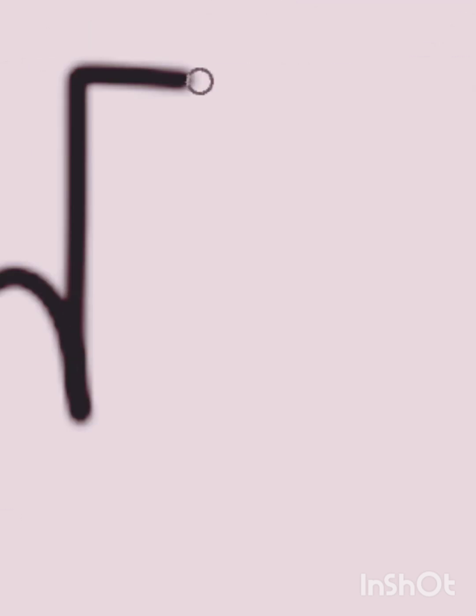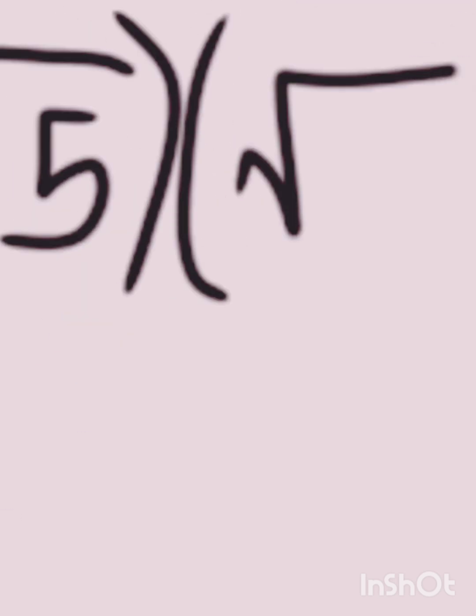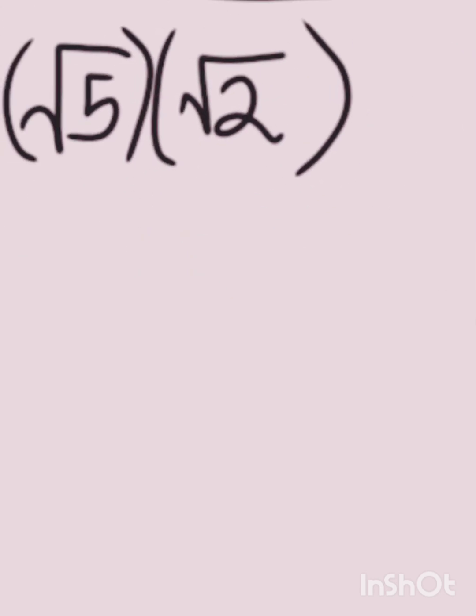First, let's put the F, that stands for first, O stands for outside, I stands for inside, and L stands for last, which is called the FOIL method. So, first, you will do this, the F. The square root of 5 times square root of 2. Then, for the outside, it's the first and last, so that's why it's called outside. So, square root of 5, then multiplied by this square root of 5.